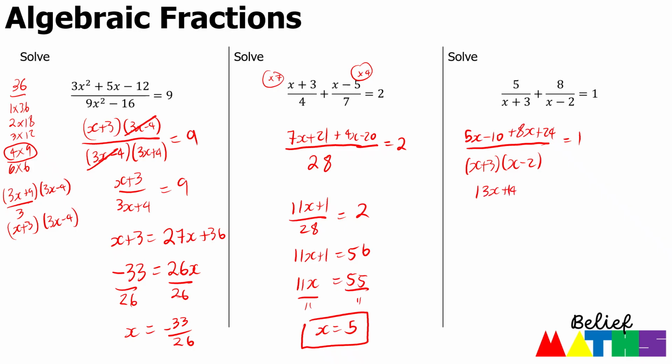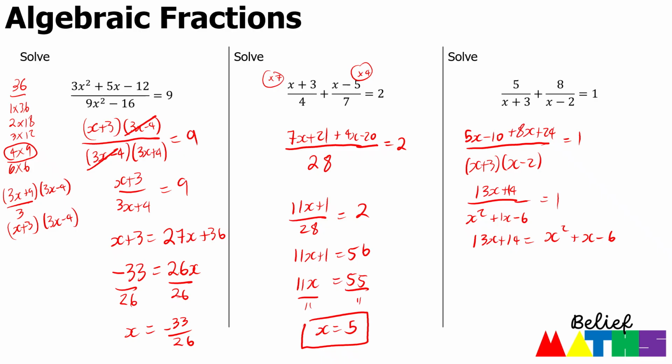And before I said we don't need to expand the denominators. When we're solving, I do recommend that you expand the denominator. So if we expand the brackets, we get x squared plus 1x minus 6, and that's all equal to 1. And now we do what we did in the left hand side. We're going to multiply across by our denominator. And we get 13x plus 14 is equal to, luckily we're only multiplying by 1, so that just means our denominator comes across and doesn't change.